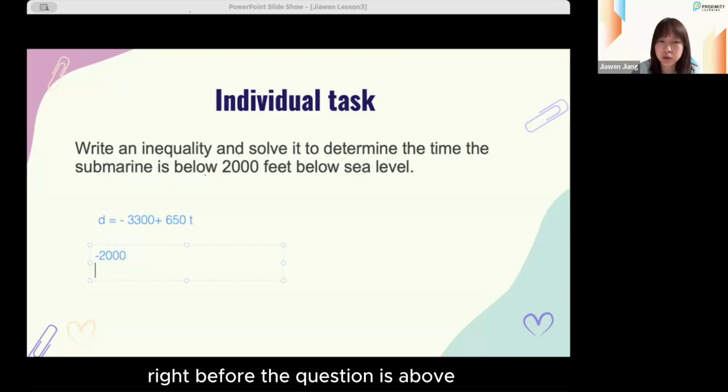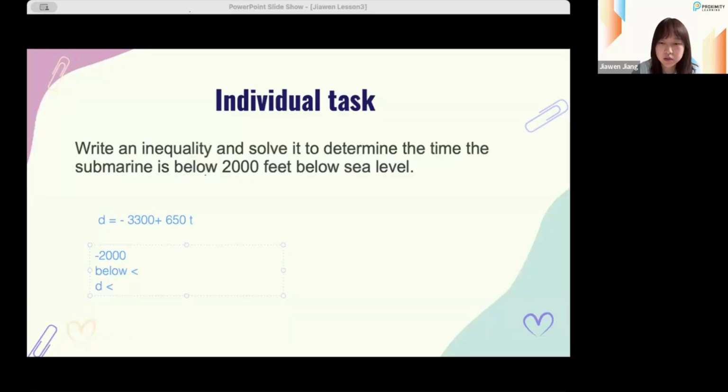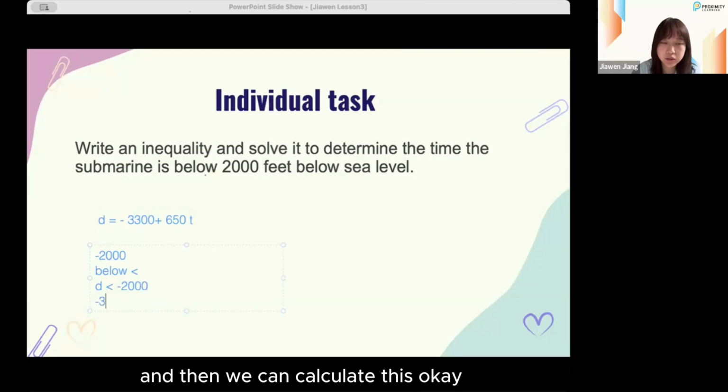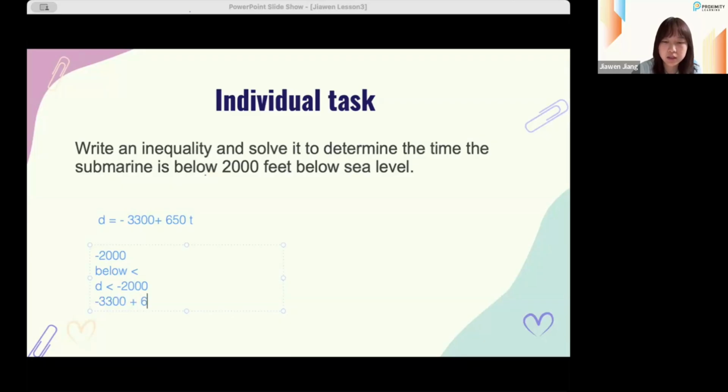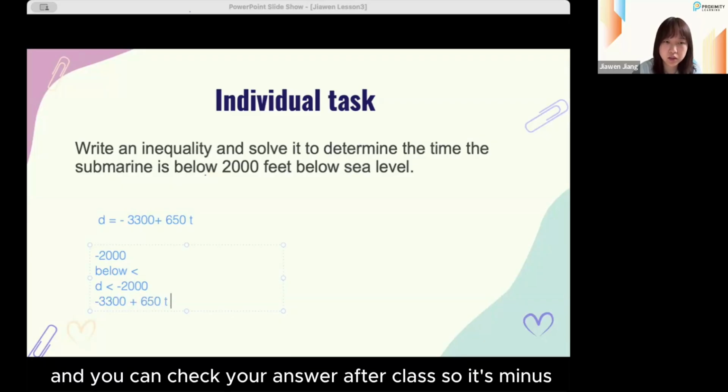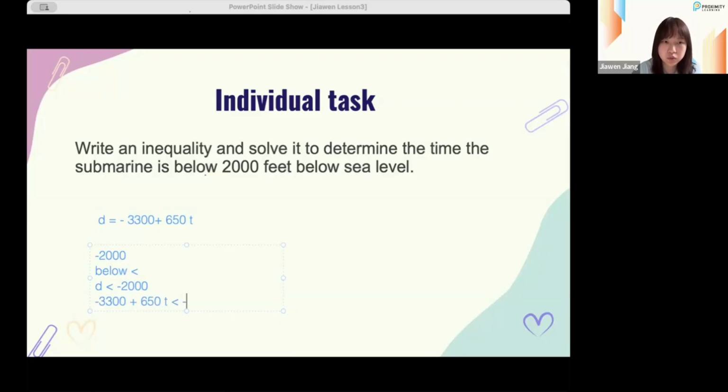And below is less than, right? Before, the question was above, so it's greater than. Right now it's less than. So below means less than. So we got D is less than minus 2,000. Okay, and then you can calculate this by yourself. I'll just show you the final answer because we don't have much time, and you can check your answer after class.